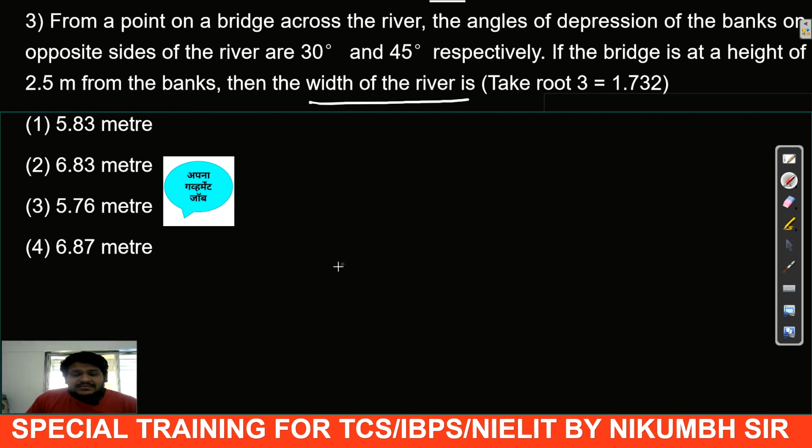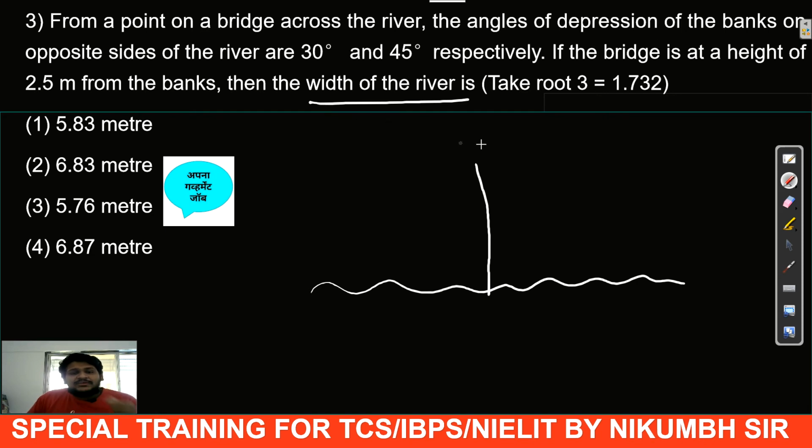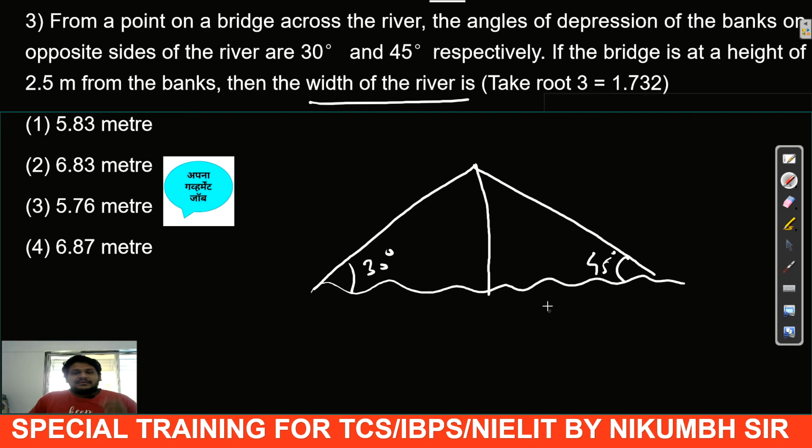The scenario is like this. Suppose this is a river, okay, this is a river like this. One bridge is there. Suppose one bridge is like this. Now the angle of depression of the banks on opposite sides of the river, so it is 30 degree. Suppose I am taking anything because they didn't give east west, so I take anywhere. So I will take 30 degree here and 45 degree here, like this. Now what they have given me is the height of the bridge, so this height is, I know, 2.5 meter. Okay, 2.5 meter bridge is there.